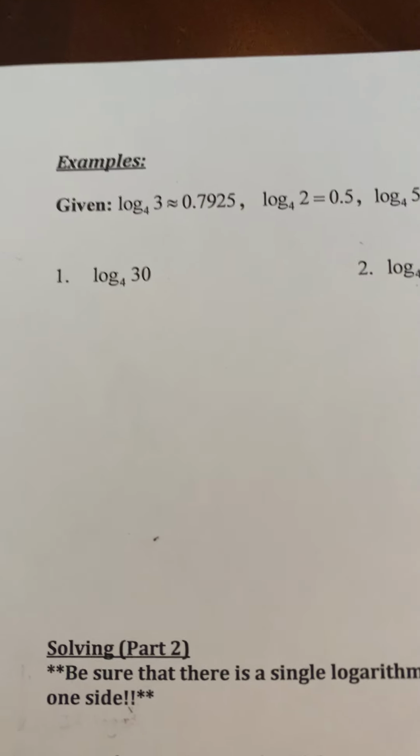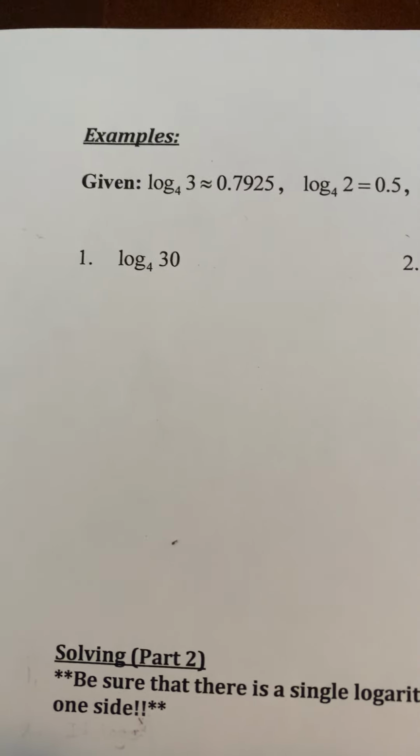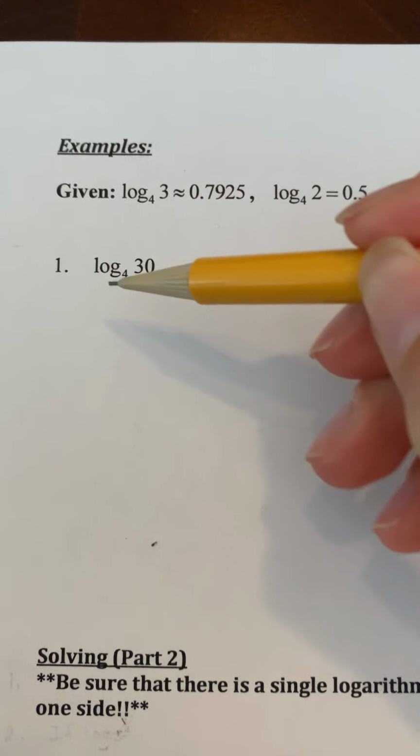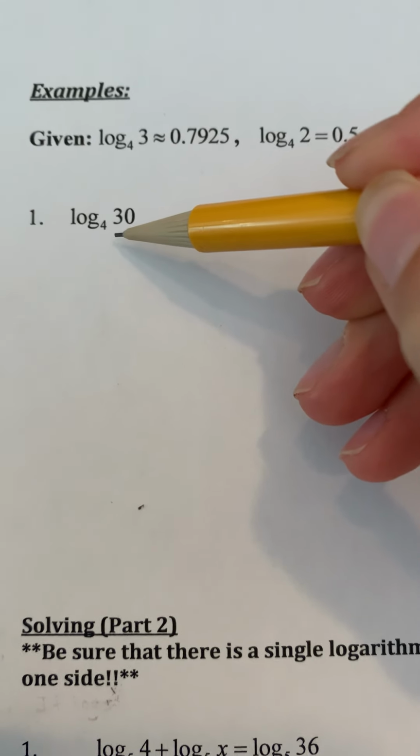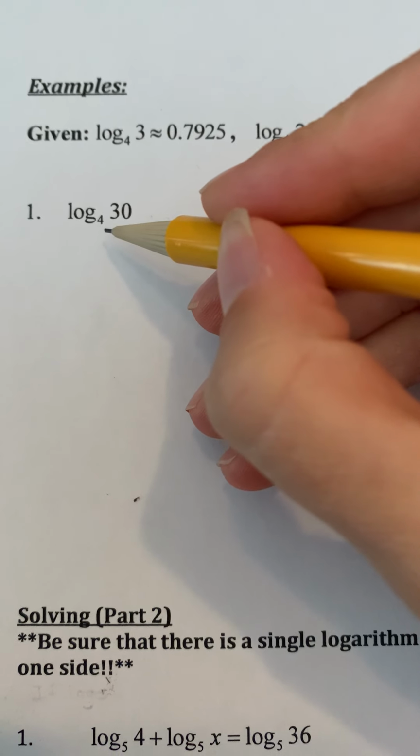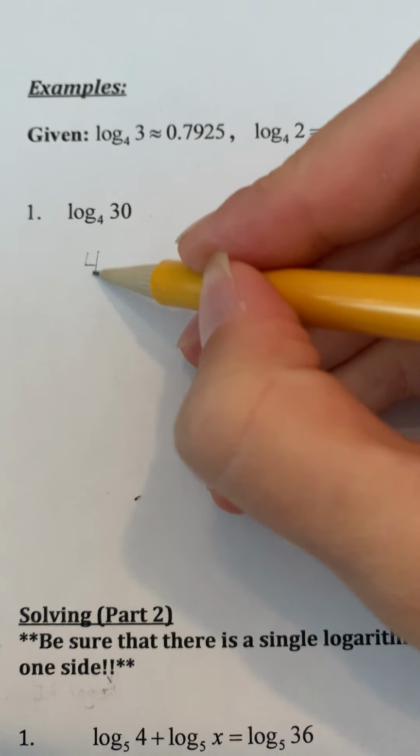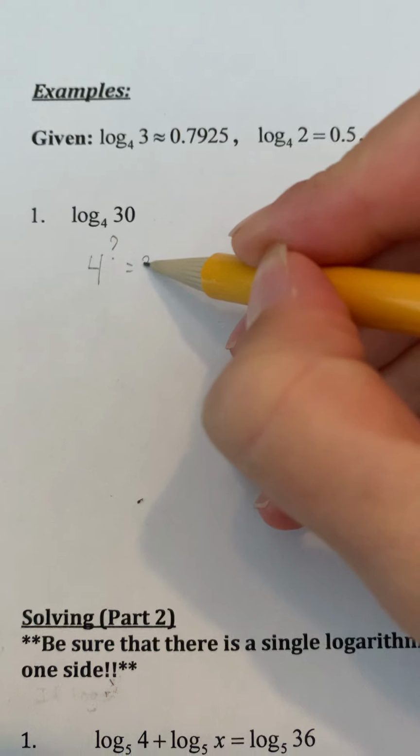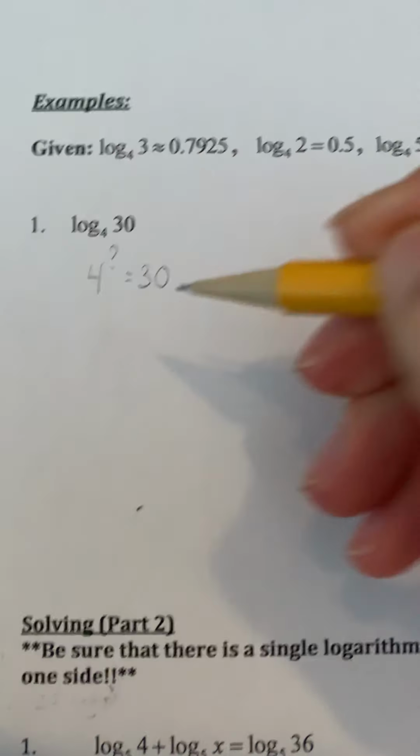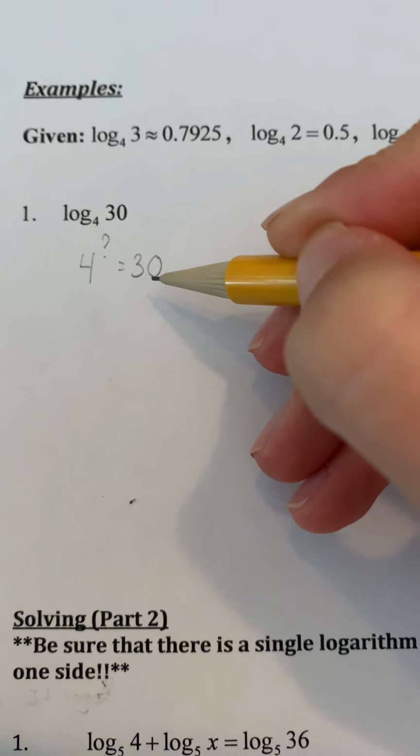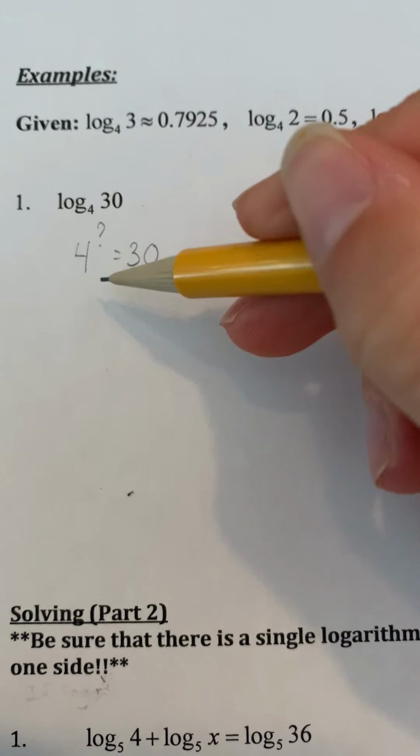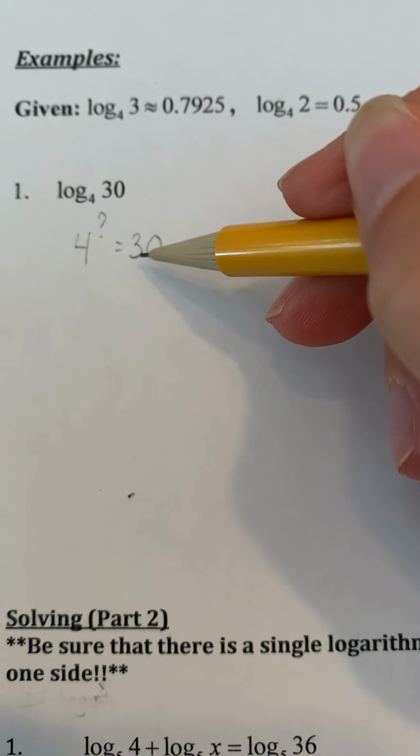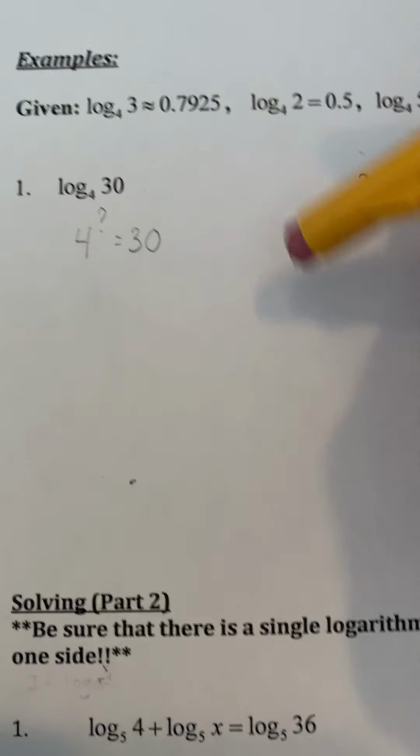Now let's look at some examples of simplifying logarithms. So this first one says log base 4 of 30. Well, we could, in the past, try to convert that, right? That's really saying 4 to what power gives me 30? Can we write 30 as a power with a base of 4? No, we cannot. So using our skills from our previous sections doesn't work here.